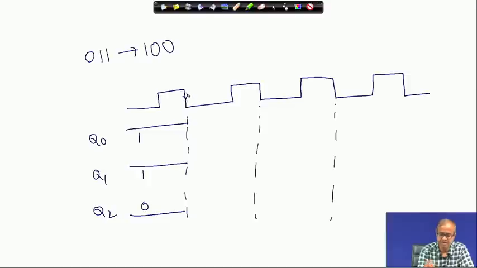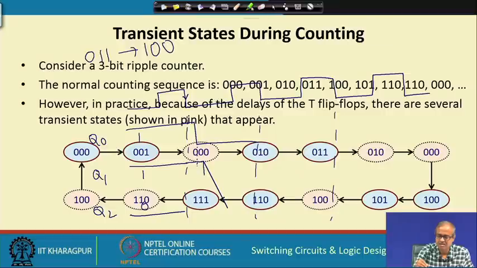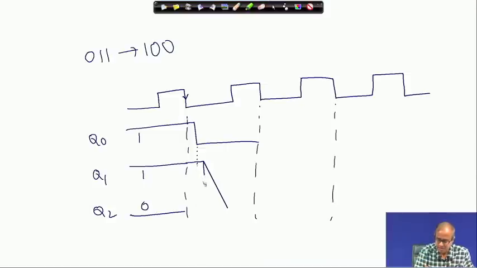Now, an active edge of the clock has come. What will happen? Each flip flop will have a delay. So I am showing the timing diagram with the delay here, because earlier I had ignored the delay in the timing diagram that I had drawn. Q0 will change after a short delay like this, and this Q0 will be fed to the T input, the clock input of the next flip flop. So Q1 will change now after again a little delay. This will remain like this, and Q2 will change again after some delay.